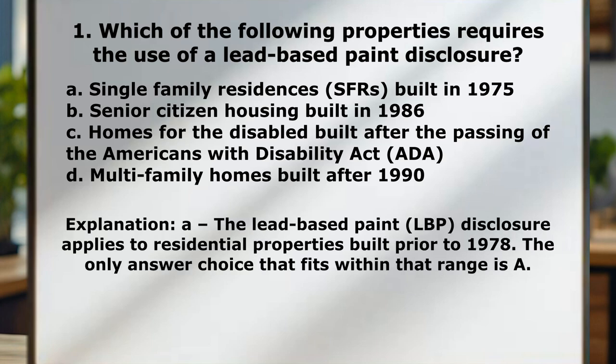So the main thing you need to know about the lead-based paint disclosure is that it applies to residential properties built prior to 1978. Based on that information, the answer A, single-family residences built in 1975, is the only one that applies for the lead-based paint disclosure.